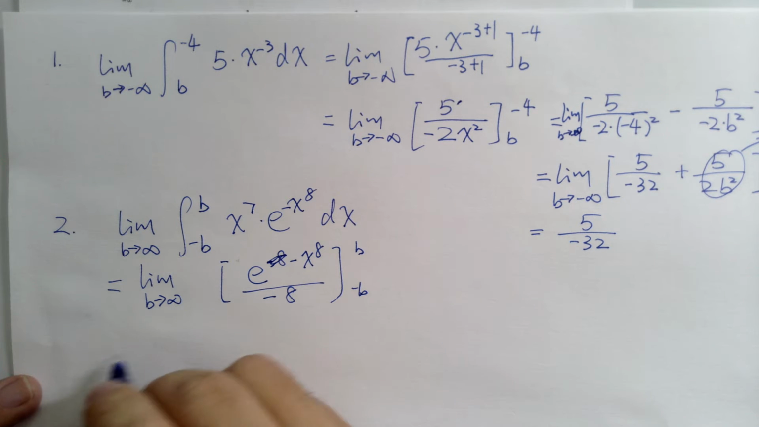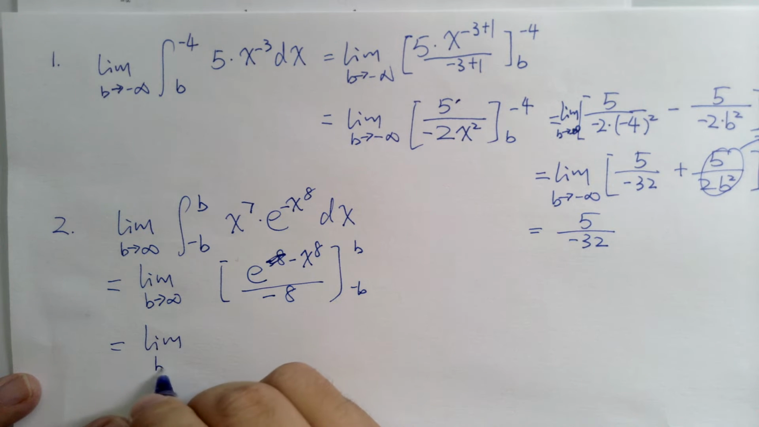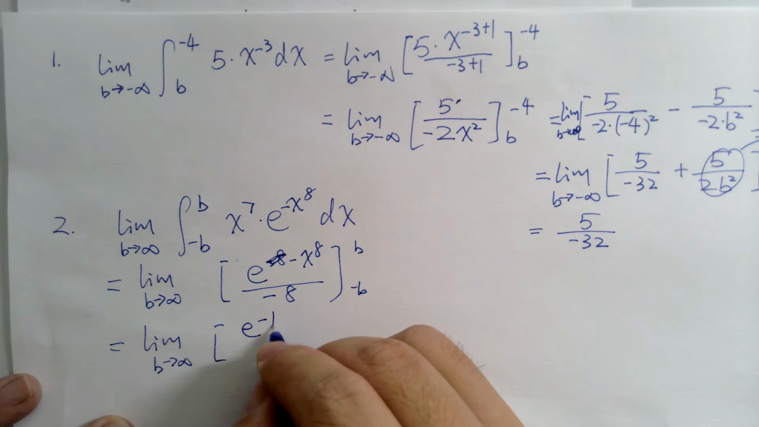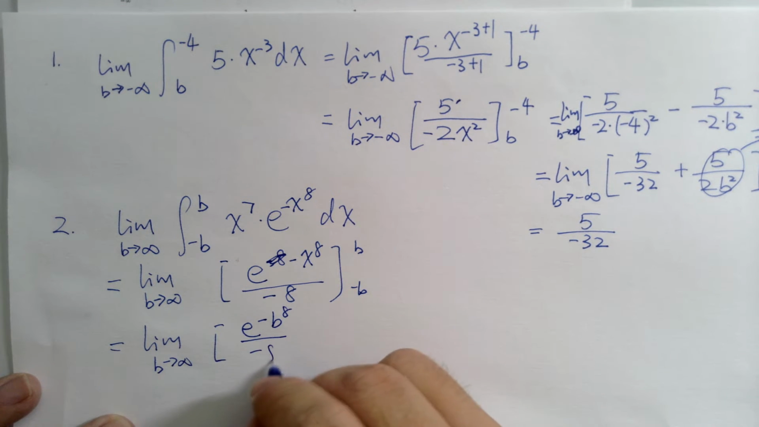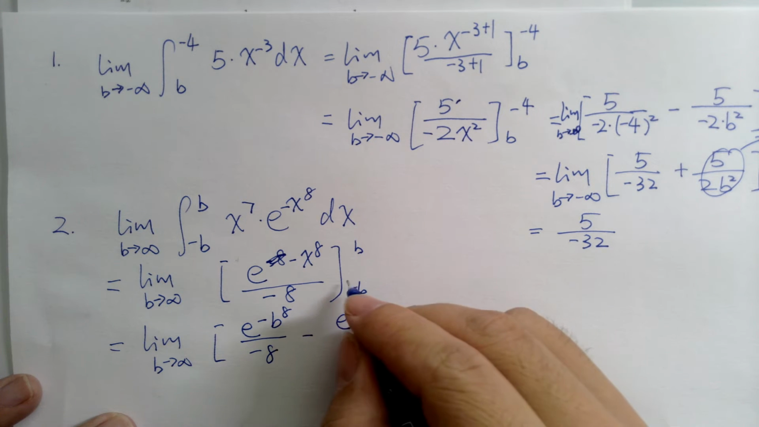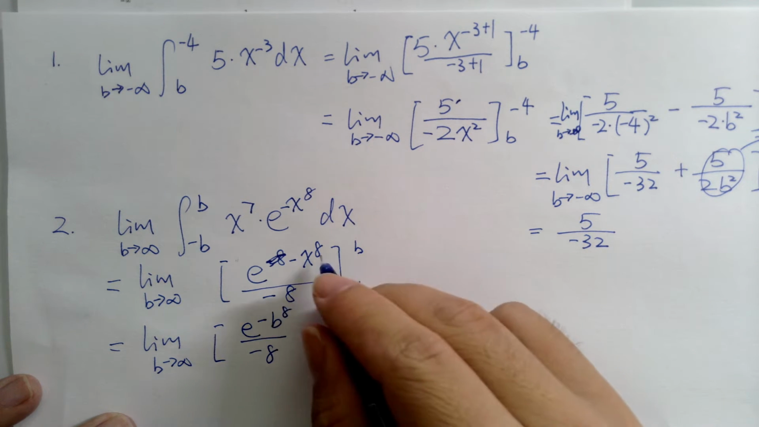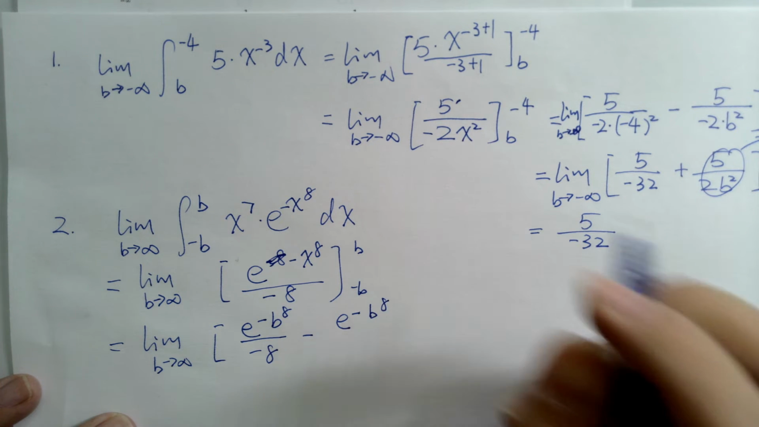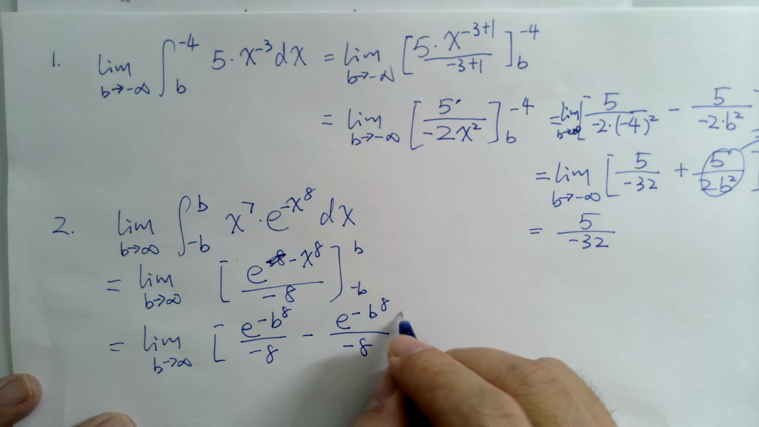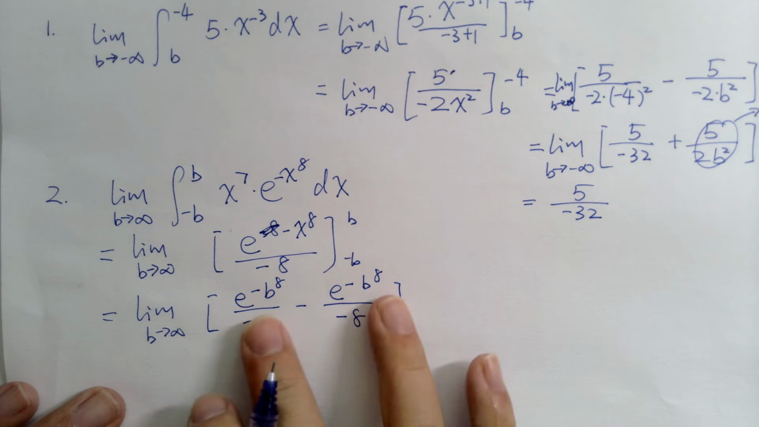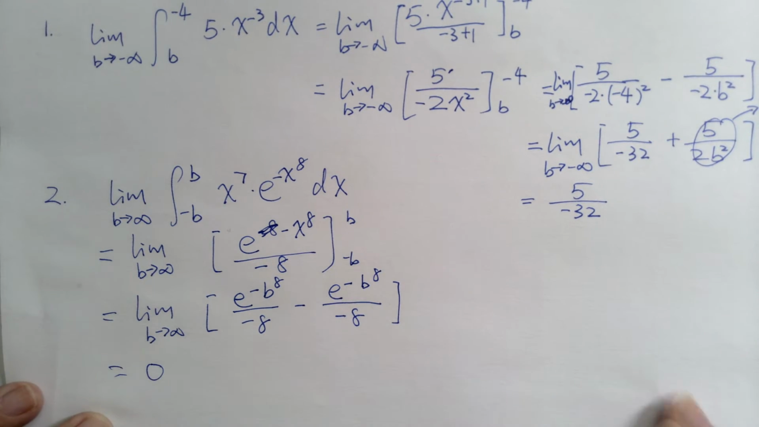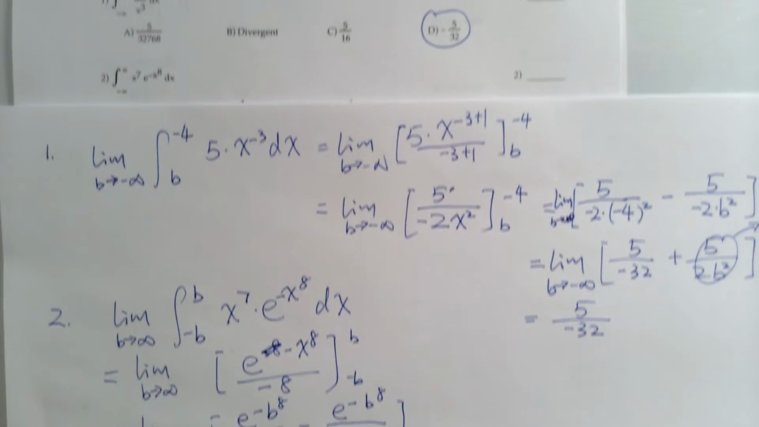So in other words, if you plug in to this, it's e to the power negative b to the power 8 over negative 8 minus e to the power negative, since negative b to the power 8 is still going to be b to the power 8 over negative 8. You realize that those two are identical, so it's going to give us 0.